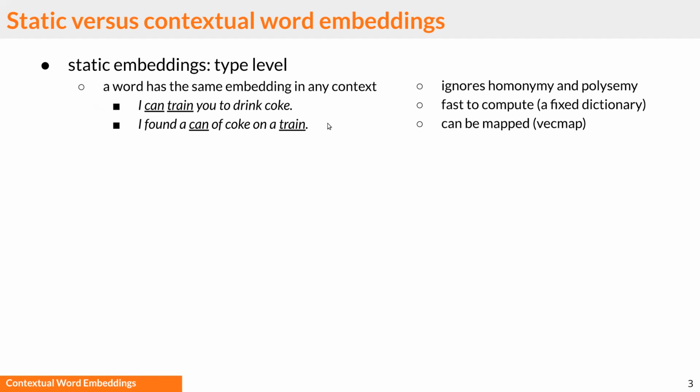So if you have these sentences, like "I can train you to drink Coke," or "I found a can of Coke on train," then you have the words can and train in both of the sentences, meaning something very different and actually being a different part of speech. But the standard static embeddings just have the same representation for the words here. So this is definitely some kind of shortcoming. It does ignore the homonymy, polysemy, and similar phenomena.